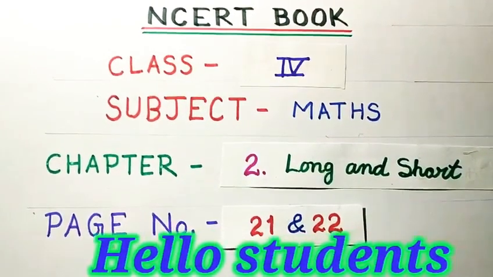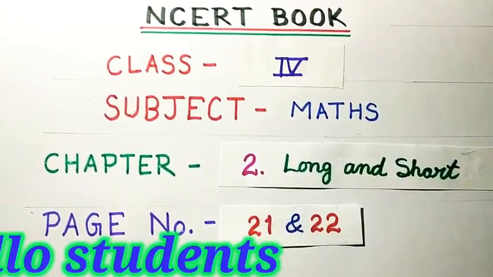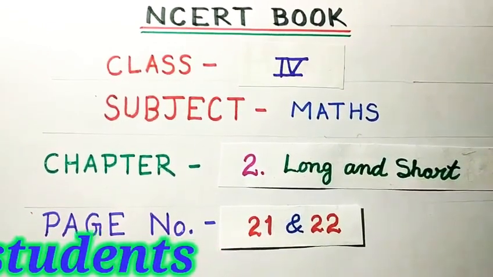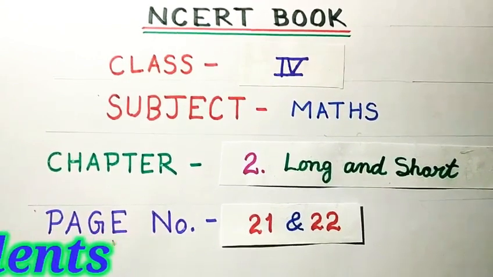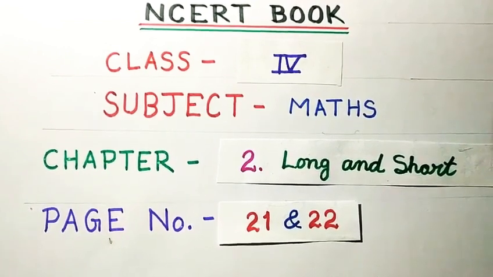So today we are going to learn about our NCERT book class 4 subject math chapter Long and Short, page number 21 and 22.